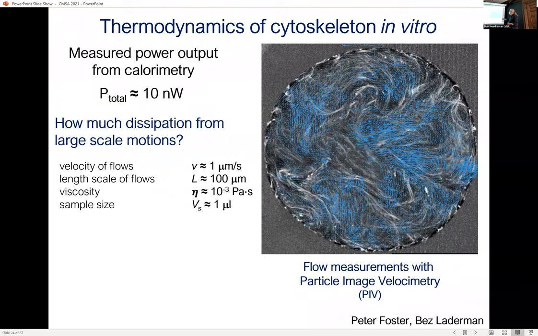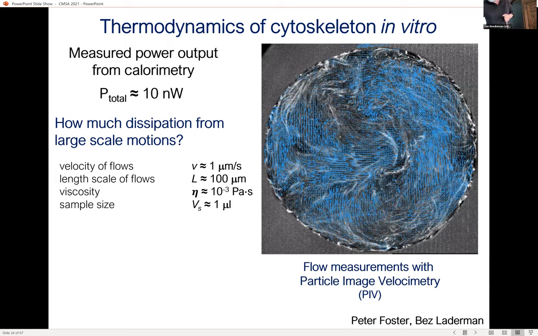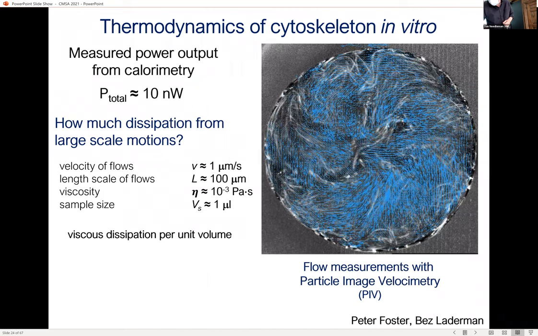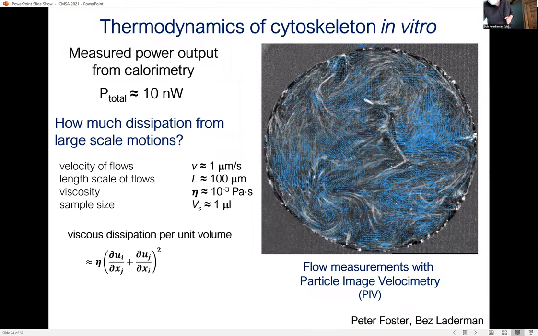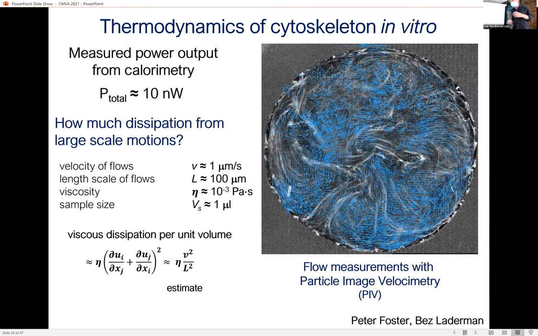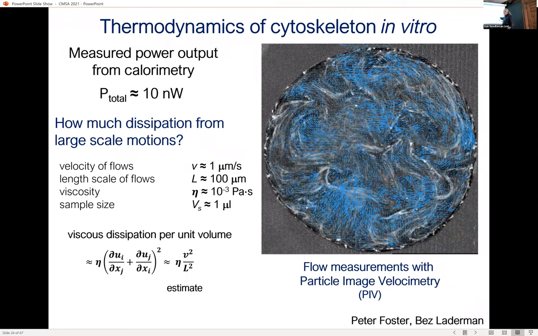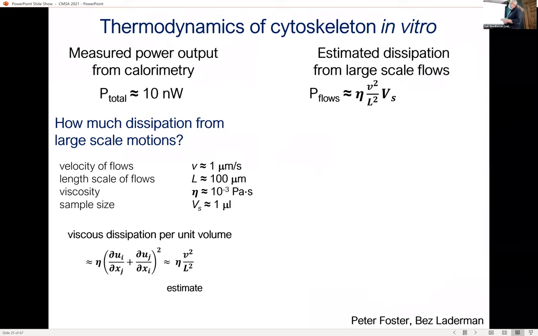did rheometry on the sample, and they basically have the viscosity of water, and obviously we know the sample size, so we can measure all that. Then we can do an envelope calculation, where we say that the viscous dissipation per unit volume is roughly the viscosity times the velocity squared divided by the length scale of the flow squared. Then we multiply that by the volume of the sample. And we get that we expect roughly 10 to the minus 7 nanowatts to be dissipated by those large scale motions. Wow.